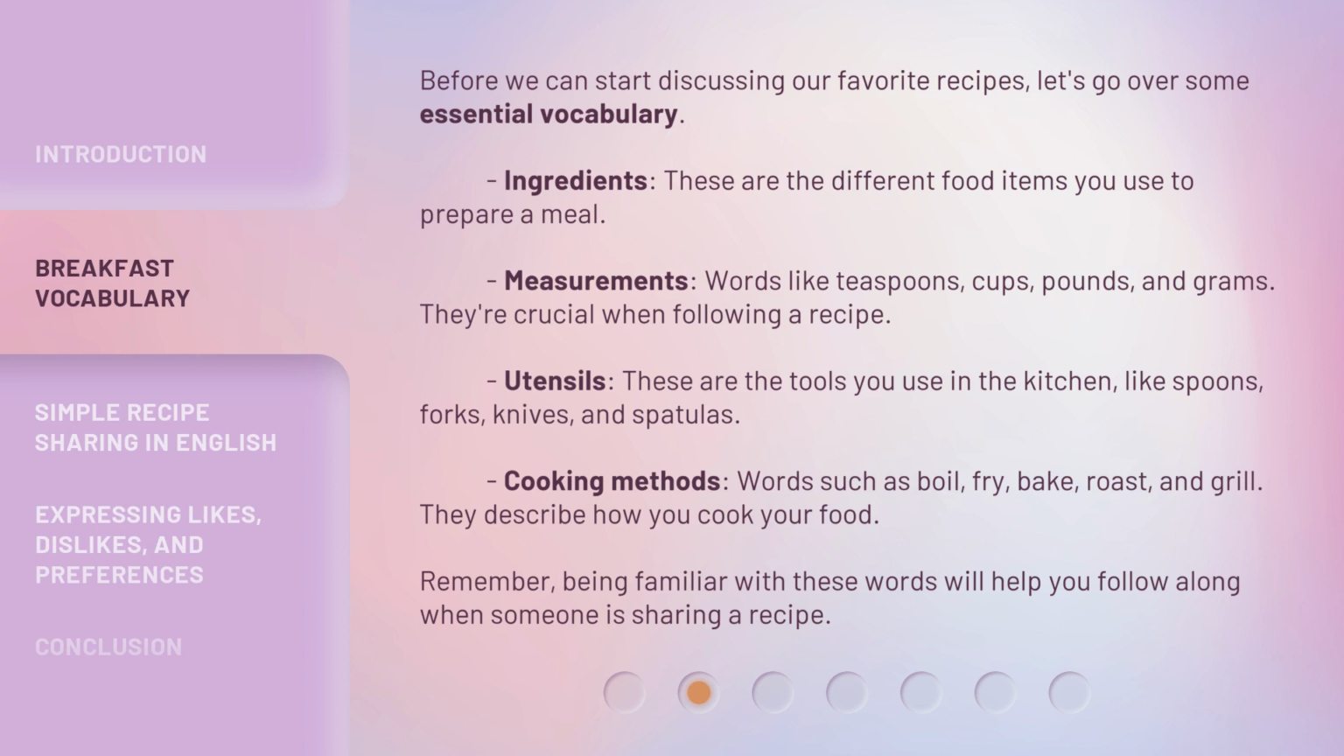Utensils. These are the tools you use in the kitchen, like spoons, forks, knives, and spatulas. Cooking methods. Words such as boil, fry, bake, roast, and grill. They describe how you cook your food. Remember, being familiar with these words will help you follow along when someone is sharing a recipe.